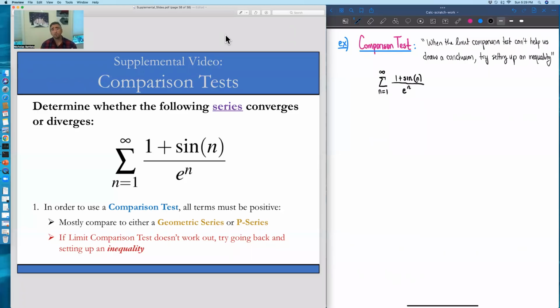In this example, we're going to use a comparison test to help us determine whether the following series converges or diverges. What I'm going to highlight in this example is a case in which the limit comparison test actually can't help us draw a conclusion. So we're going to go back and try setting up an inequality to directly relate our series to one that we're comparing ours to. So let's go ahead and check it out.